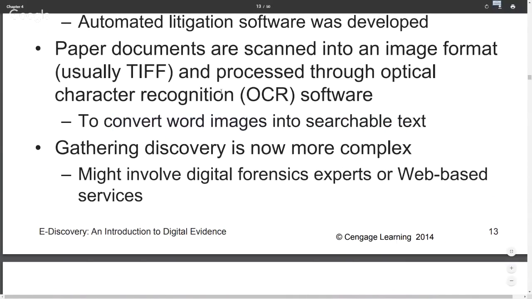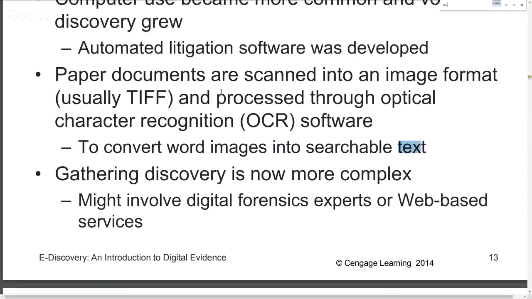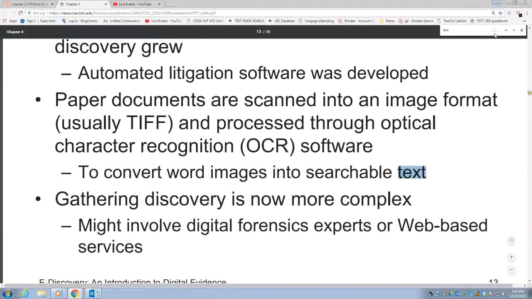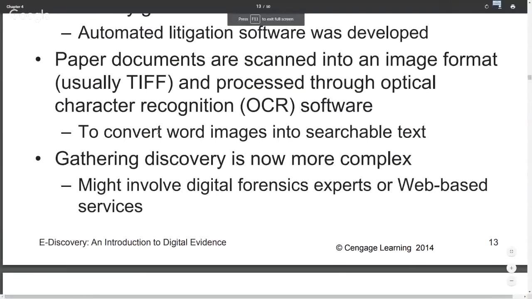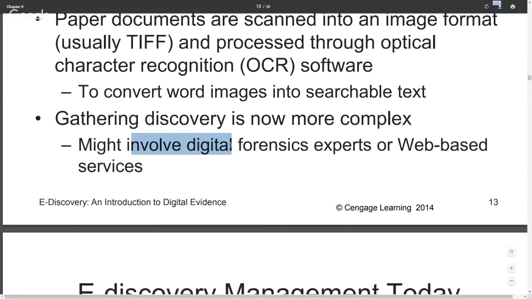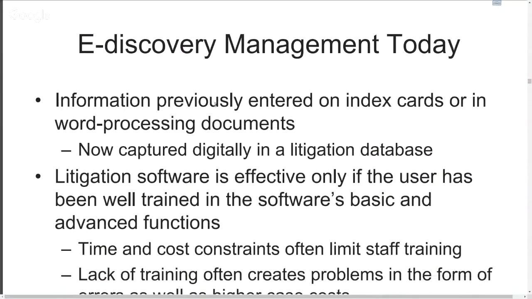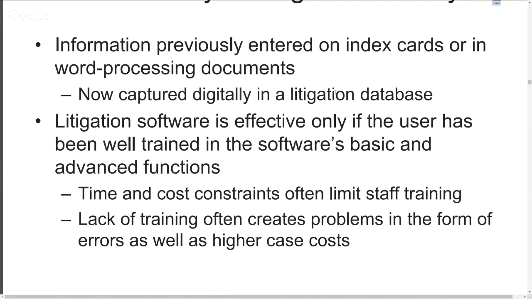So if we were to look for text, there it is. We found text. We found 1 out of 1 in the entire document. Gathering discovery is now more complex. It involves digital forensics experts or web-based services. Previously entered on information cards, they're now in Word documents, captured digitally in a litigation database.